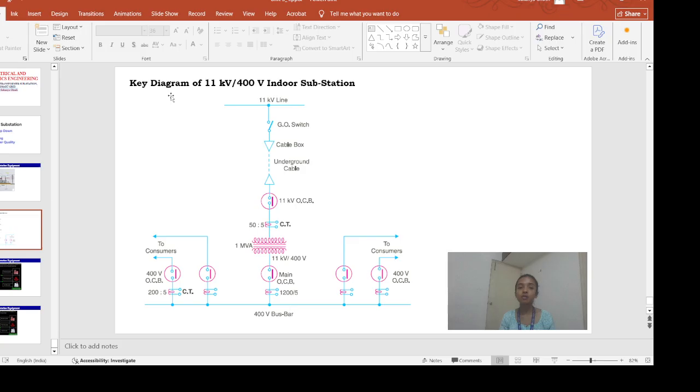So this is how we can convert this 11 kV to 400 volt indoor substation. This is the single line diagram of this 11 kV to 400 volt indoor substation.